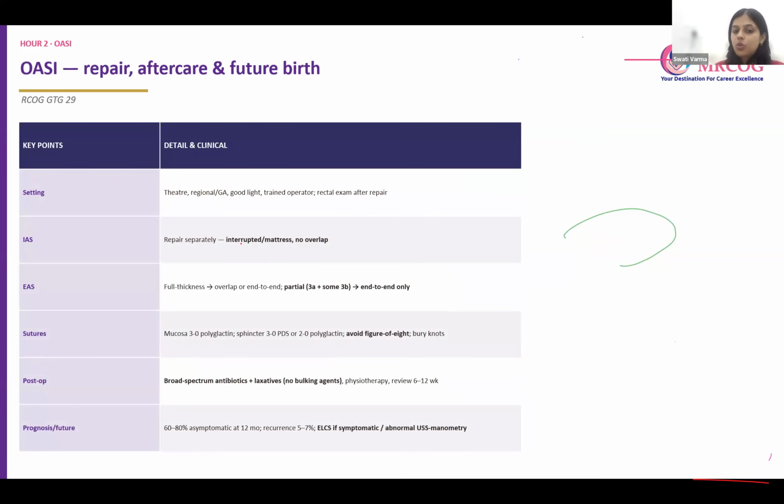Internal anal sphincter, repair separately, with interrupted or mattress suture, no overlap. External anal sphincter, when there is full thickness, then overlap or end to end. Where there is partial thickness, meaning 3A plus some 3B, end to end only. Sutures, what to use? Again, this is a very important SBA question. Wherever mucosa, you use 3-0 polyglactin. Sphincter, 3-0 PDS or 2-0 polyglactin. Avoid figure of 8 because you don't have to do it too tight, and try to bury the knots. So these principles you have to remember, the principle and the types of sutures.